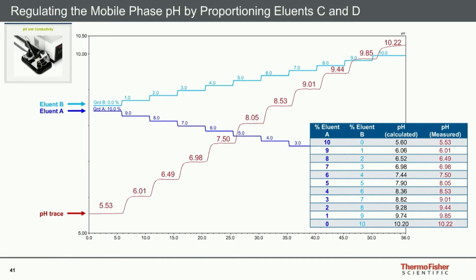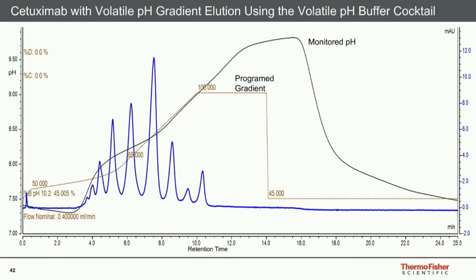However, I would like to move on to show you a real example, and this is cetuximab, showing you the chromatogram with a blue trace here. That's the UV chromatogram with detection at 280 nanometers. And then the gradient trace in this brown dotted line, and then the monitored pH trace line.